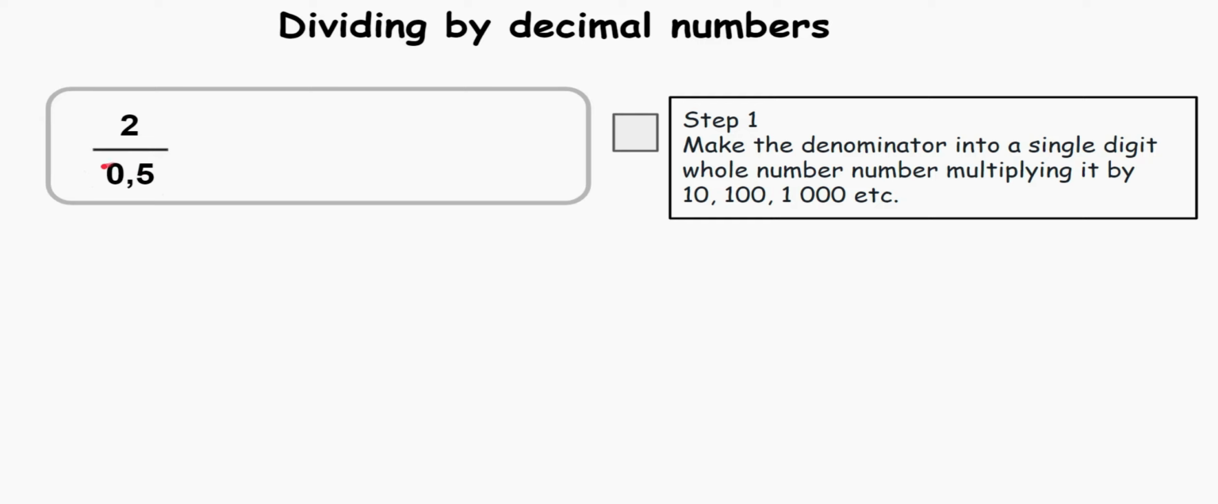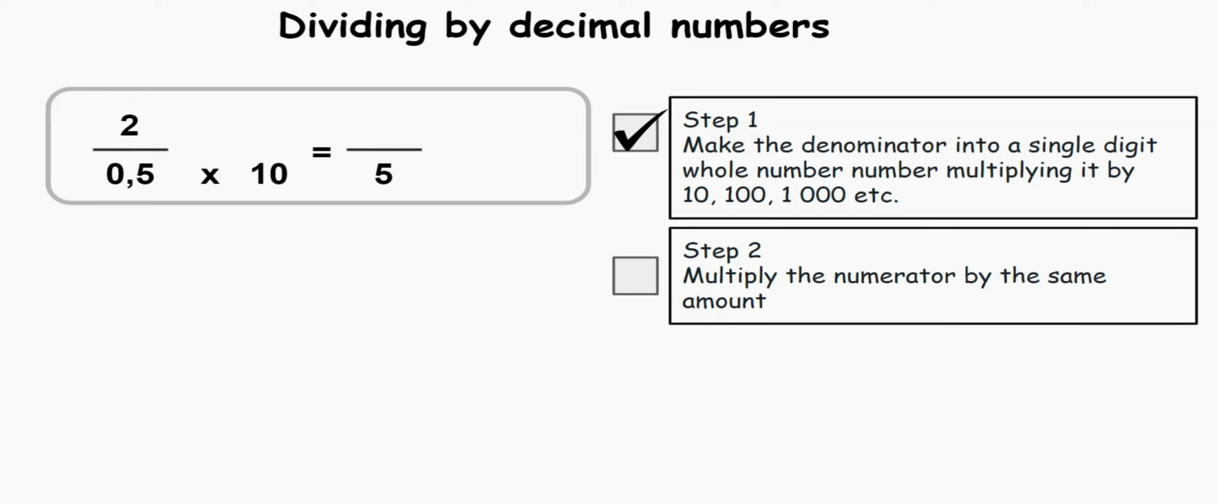Should we multiply it by 10, 100, or maybe 1,000? That's right. We need to multiply it by 10. 0.5 multiplied by 10 equals 5. So we've completed our first step by making 0.5 into a single digit number. Now, with division, if you make the divisor a certain number of times more or less valuable, you also have to make the dividend equally more or less valuable to maintain the same value, which leads to the second step.